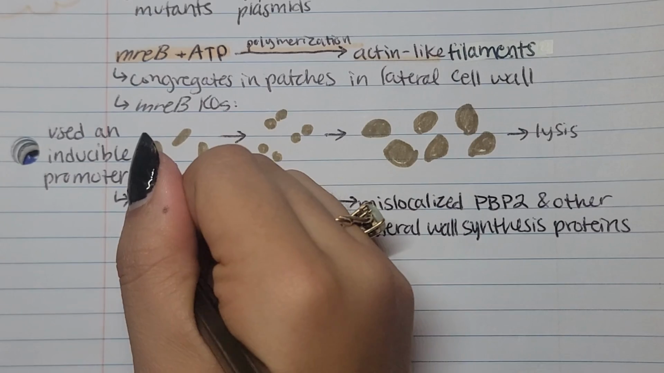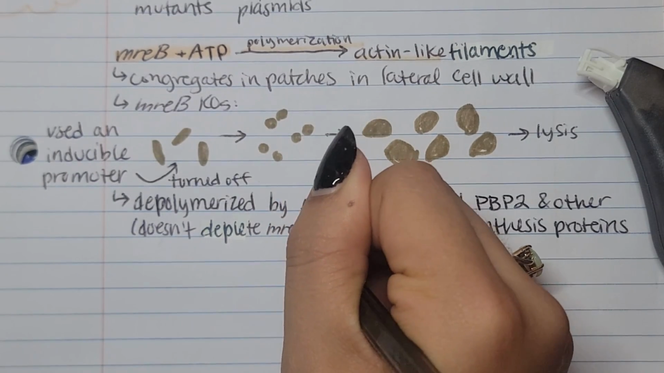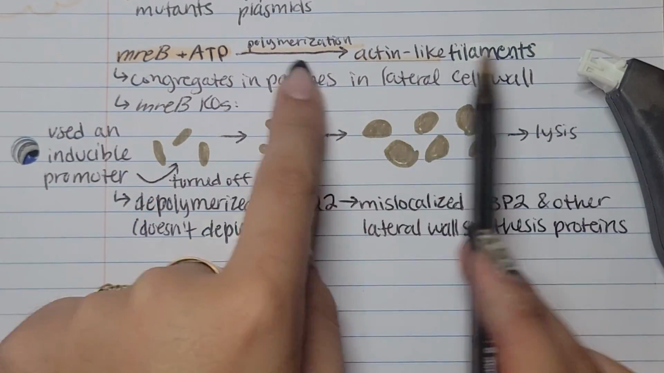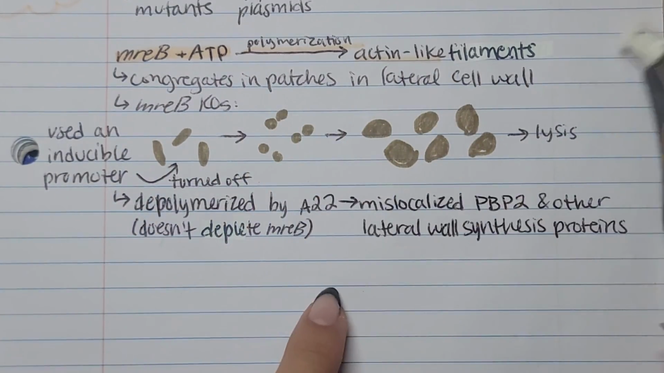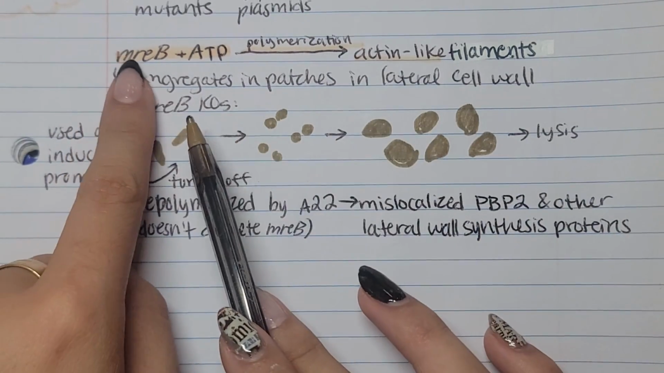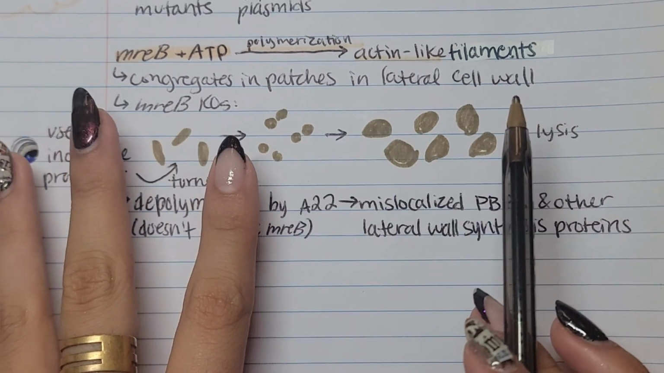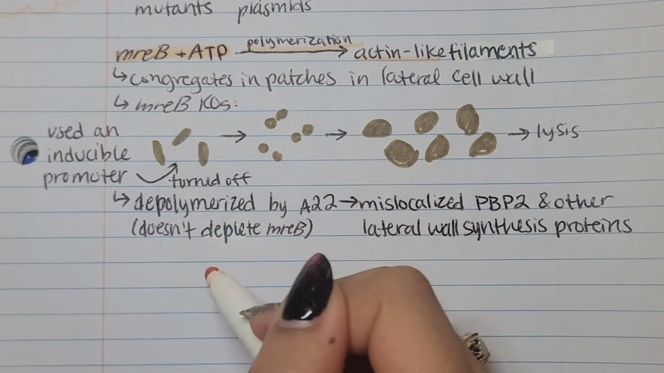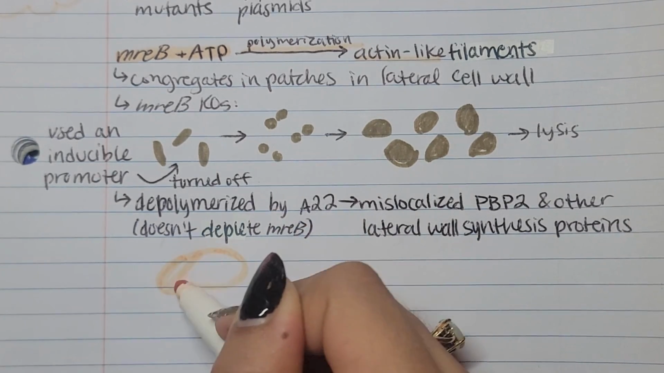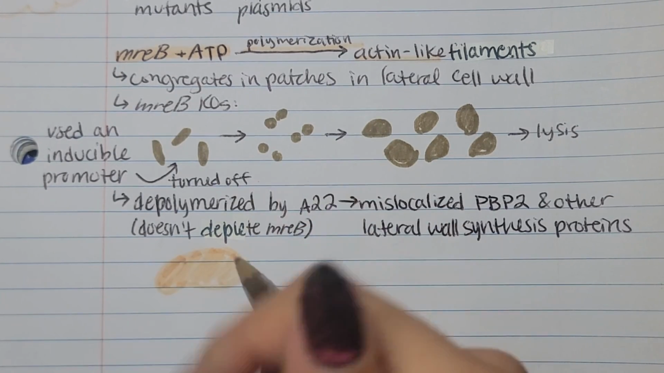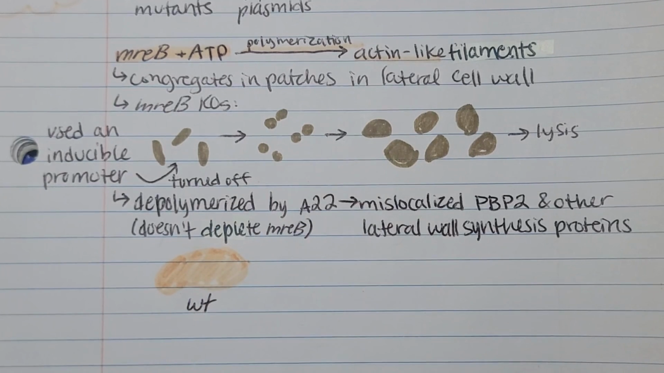And this doesn't deplete MreB. But we can see that when it's not polymerized in these actin-like filaments, the PBP2 and other stuff don't know where to go, or they're in the wrong place. And so even when it's there, if it's not polymerized, it doesn't work properly. So normally in these wild type cells, the PBP distribution would be mostly in the middle.